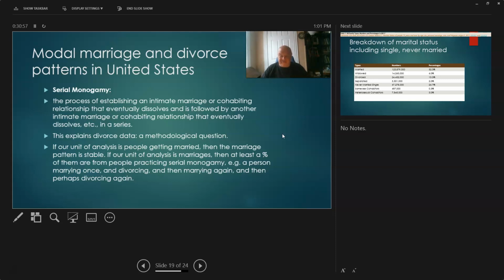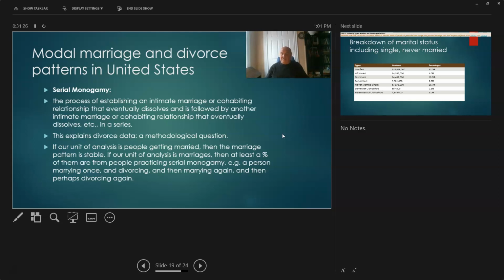Modal marriage and divorce patterns in the U.S.: serial monogamy is a process of establishing an intimate marriage or a cohabiting relationship that eventually dissolves and is followed by another intimate marriage or cohabiting relationship that eventually dissolves, in a series. Now, this explains divorce data. It's a methodological question.